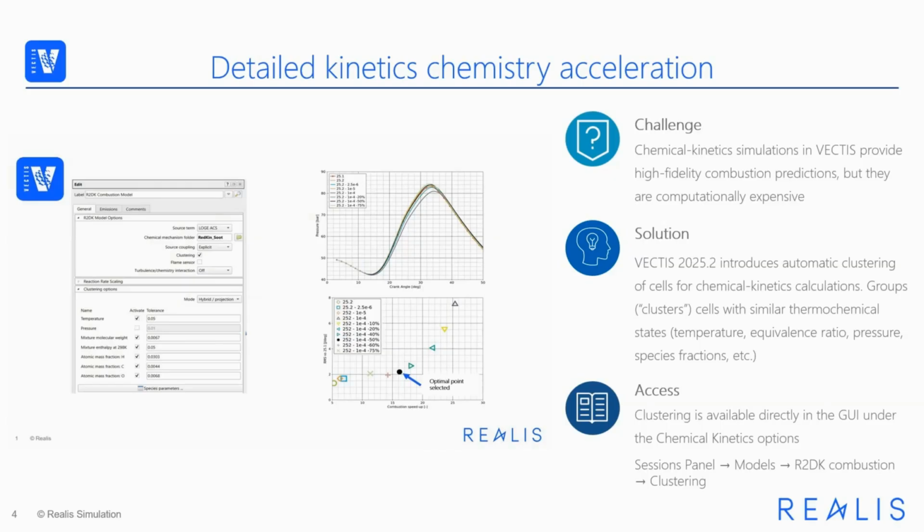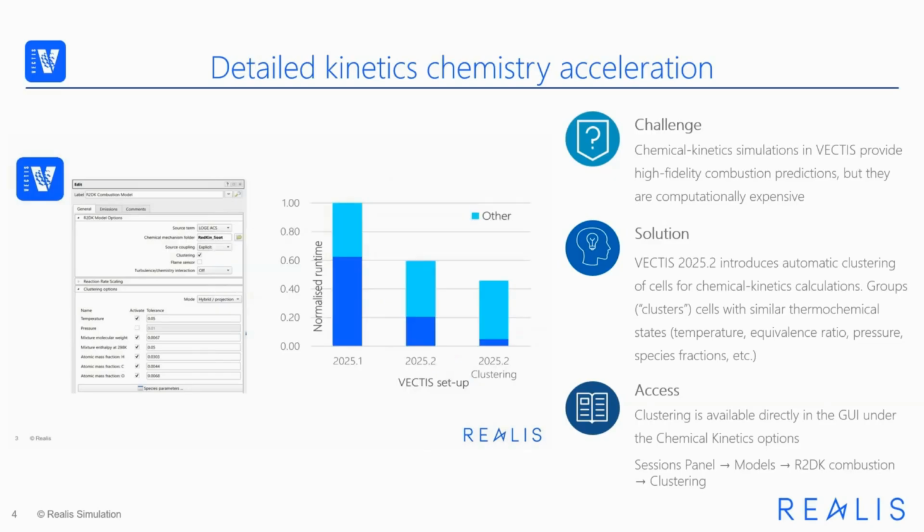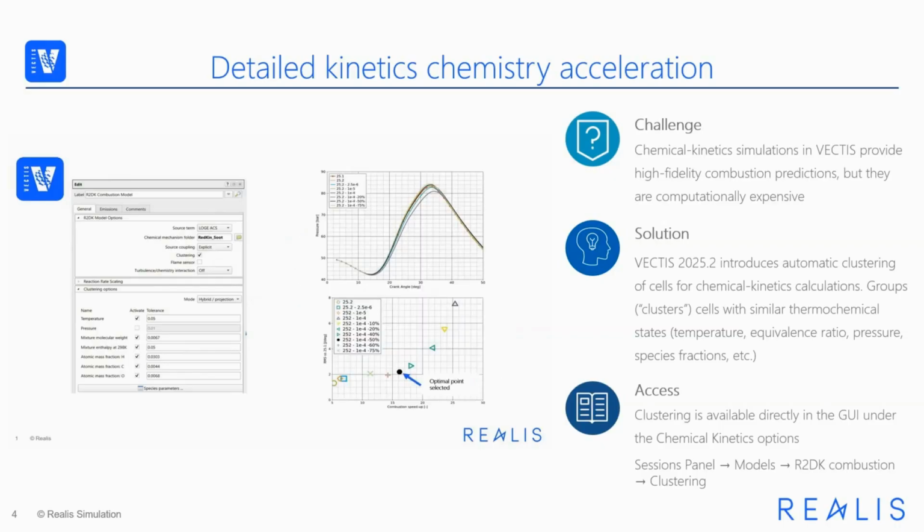With this, cells of similar thermochemical states are grouped together, and then the chemistry is solved once for each of these clusters, and the results are then mapped back into the calculation. This cuts the kinetic run times by up to 2 times while keeping accuracy essentially unchanged. The benefit is simple. We get high fidelity kinetics, which becomes practical for everyday design work, not just for special research cases. And all of this is directly available in the GUI under the chemical kinetics options. But as always at Realis Simulation, we've provided default values which should give you the optimum speed up for your chemical kinetics runs.